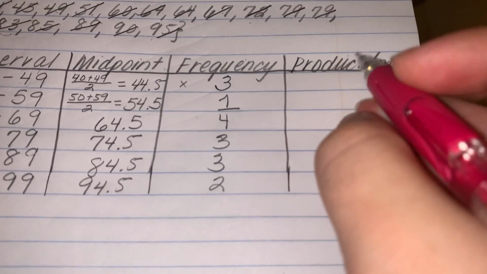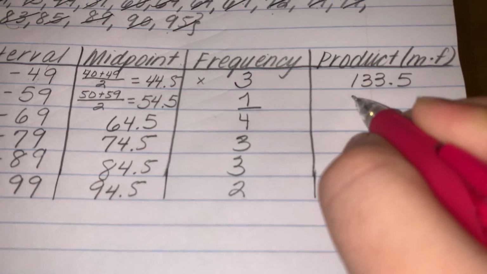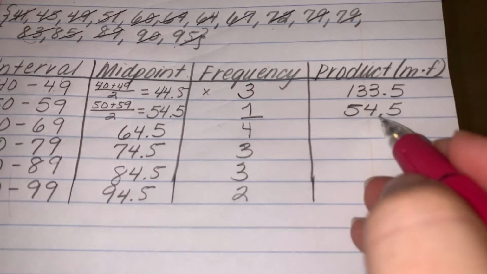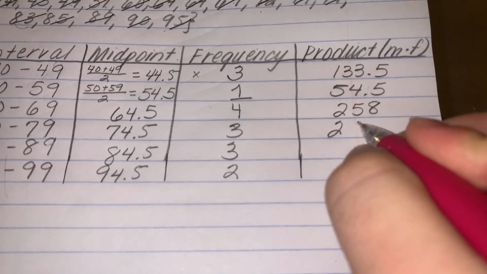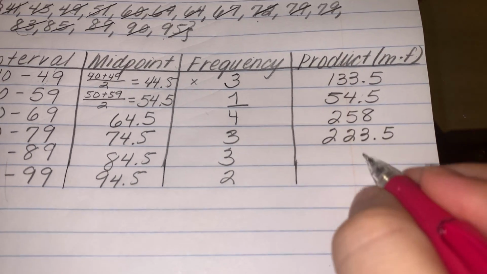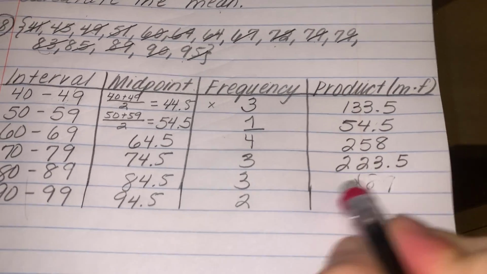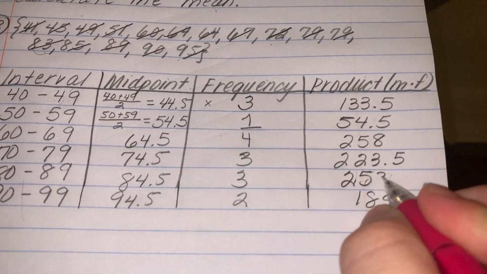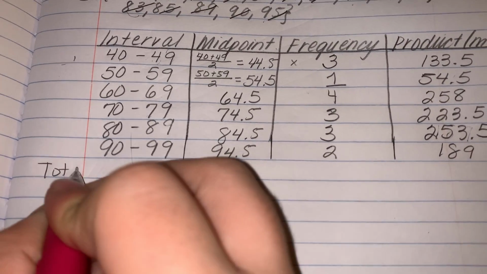I'm gonna be nice enough and kind of give it to you guys already. So 44.5 times 3 is 133.5. The next one is 54.5, because that's easy. 54.5 times 1 is 54.5. Keep going. I have 258, 223.5, 189. Oops, I'm missing one. Excuse me. 189 is for the last one. I jumped ahead. 253.5.